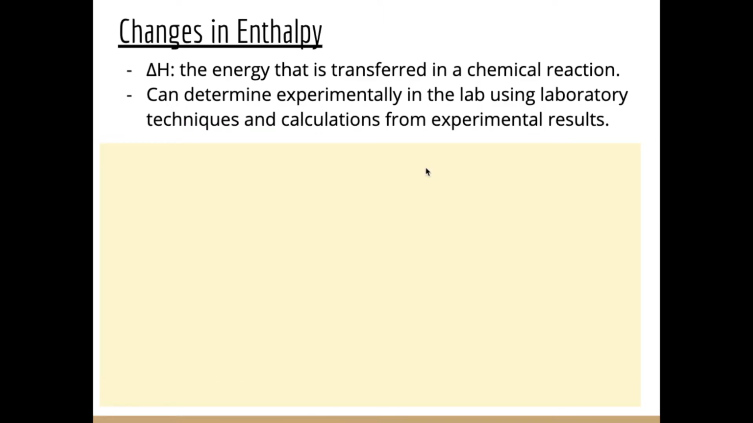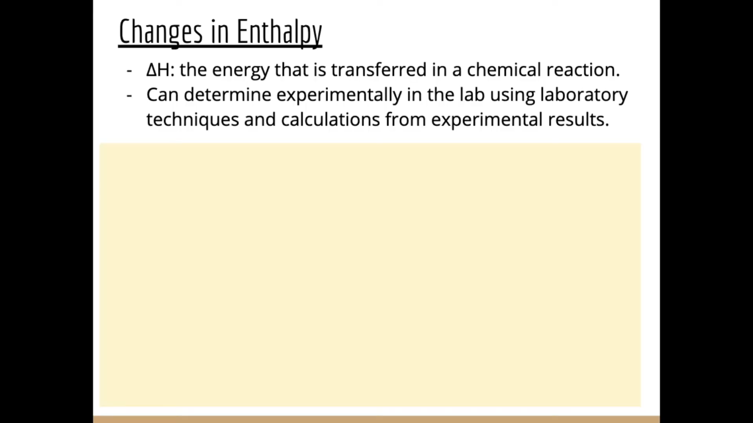Excellent. So what have we looked at? We've looked at what enthalpy is and what enthalpy changes in chemical reactions mean. Exothermic, we're letting off heat, endothermic, we're taking in heat. We're going to look at how we can get these enthalpy values from experimental techniques, specifically from something called calorimetry.